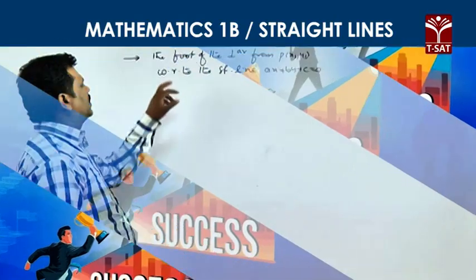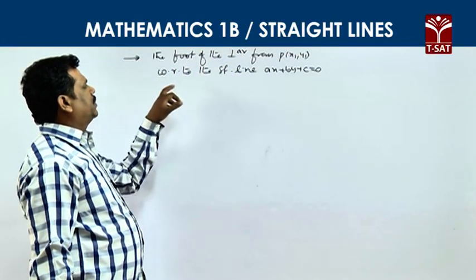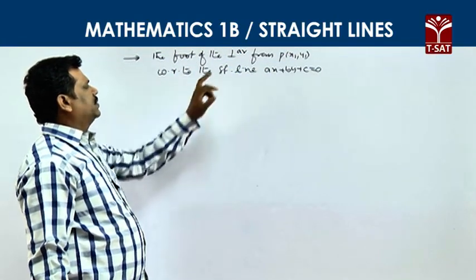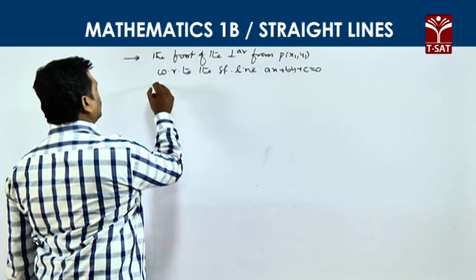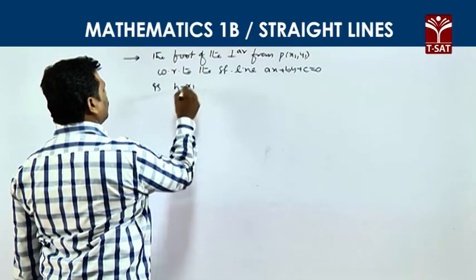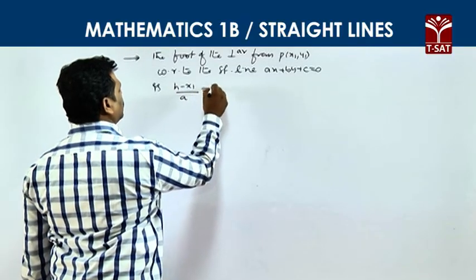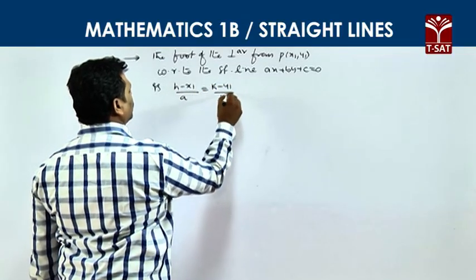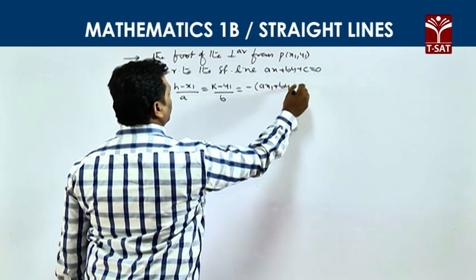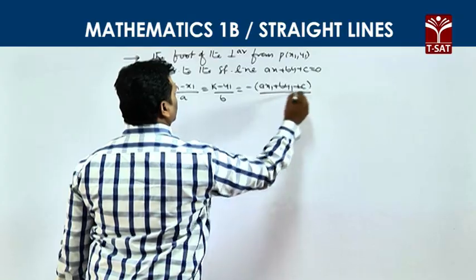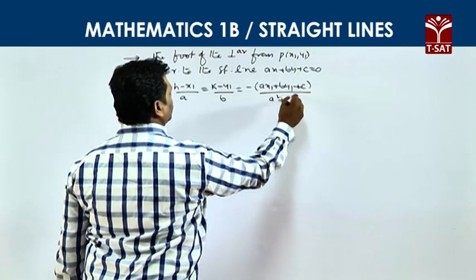Next definition is the foot of the perpendicular from P of x1 comma y1 with respect to the straight line ax plus by plus c equal to 0. The formula is h minus x1 by a equal to k minus y1 by b equal to minus of ax1 plus by1 plus c by a square plus b square.